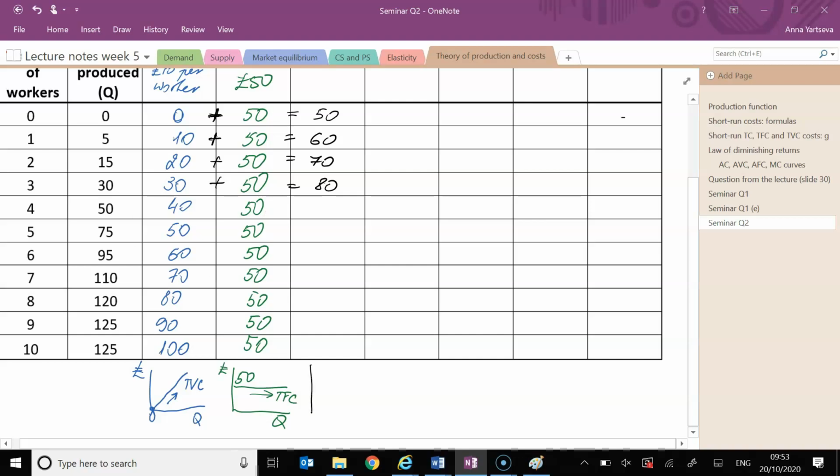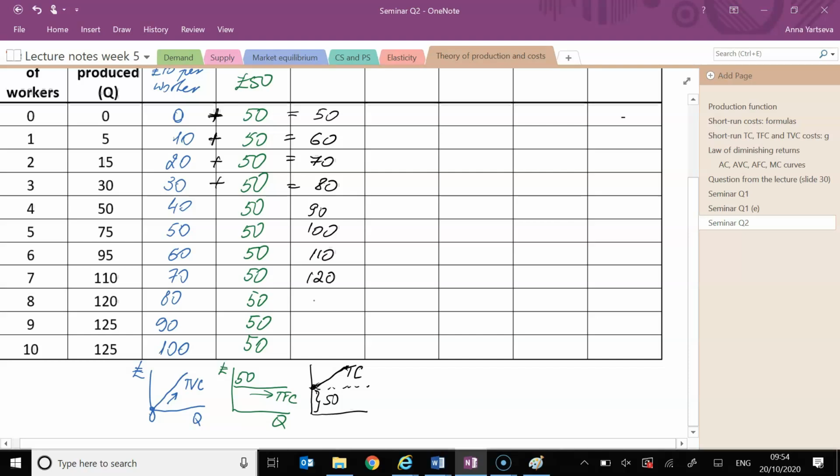So strictly speaking, if you sketch a graph, it will look like that. It will repeat the same shape as your variable cost, but it will be higher by 50 pounds. It will start at 50 pounds. This is our fixed cost, 50 pounds. But same point, same curve, same blue curve, but goes up by 50 pounds. We shift it upwards by 50 pounds. We impose additional 50 pounds on top of the cost of materials.